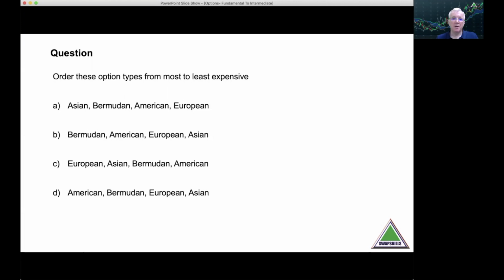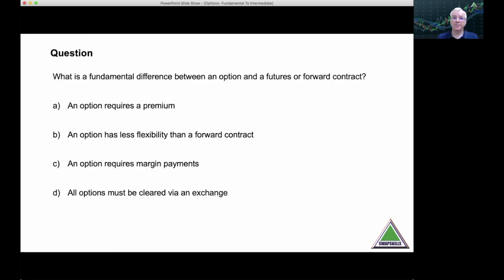And you should be coming up with number 4. So American is the most expensive, gives you a lot of flexibility. Then Bermudan gives you flexibility more than the European. So the European is 3rd, and finally Asian.